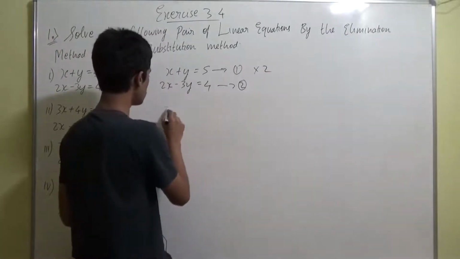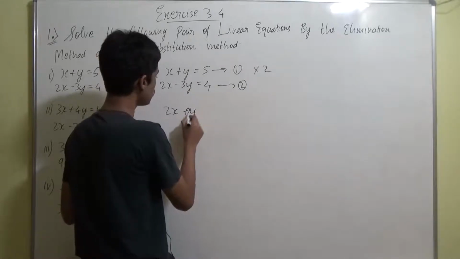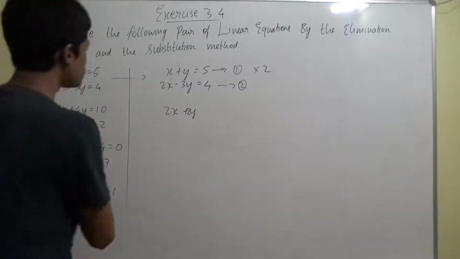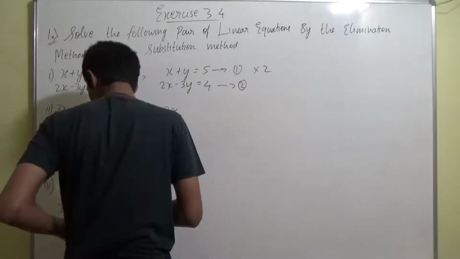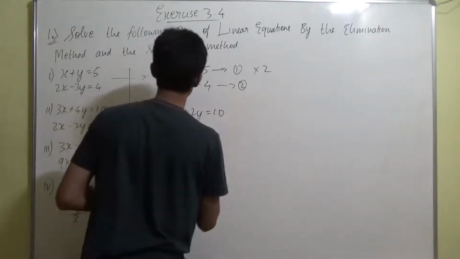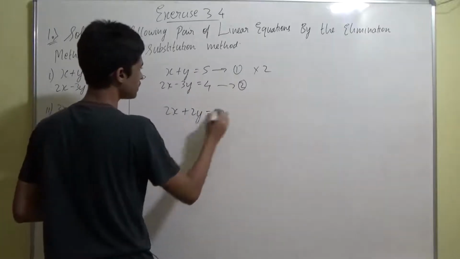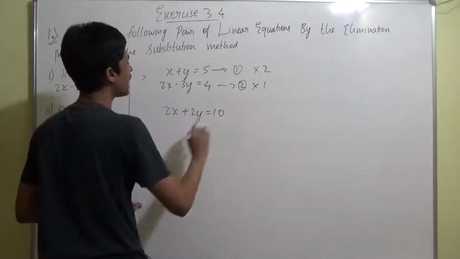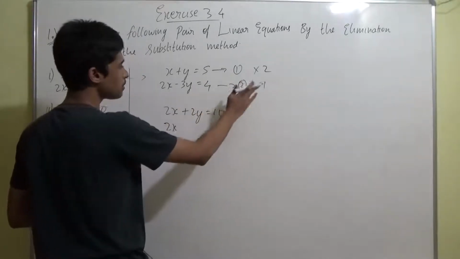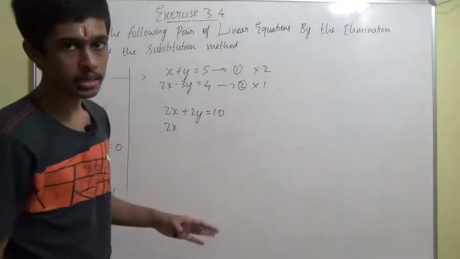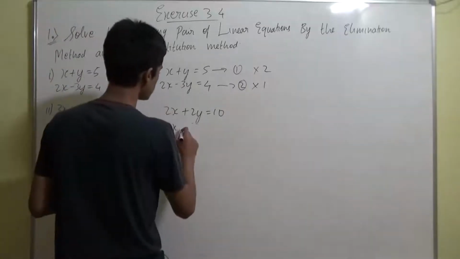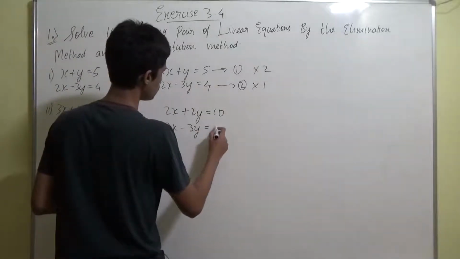So this will become 2x plus 2y, right? Because you're multiplying all the terms of that equation by 2. So it's going to become 2x plus 2y equal to 10, and the second equation will remain the same because you're multiplying by 1, or you are leaving it as it is. So don't get confused guys. If you're multiplying by 1, that's nothing but leaving the equation as it is. So it becomes 2x minus 3y equal to 4, right?